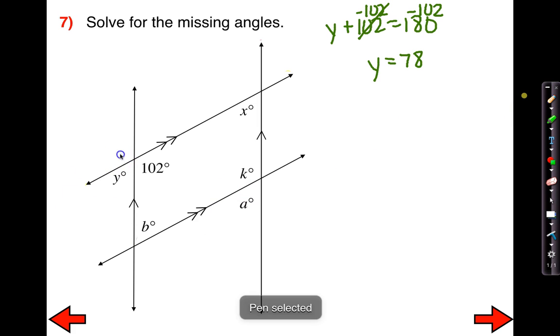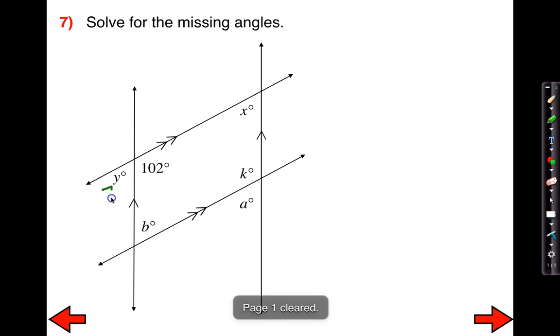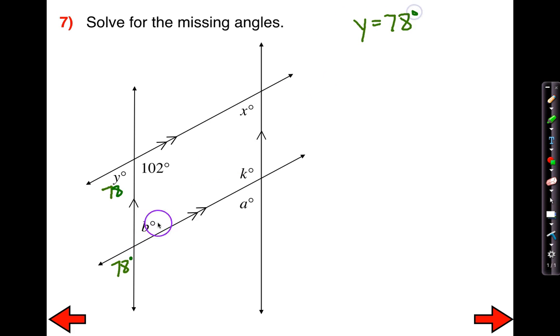Okay, so if this is 1, 2, 3, 4, and I number this again, 1, 2, 3, 4, I already figured out y is 78. So in that case, it means this angle is also 78 degrees. Okay? So why would I want to say that this angle is 78 degrees? Mainly because if I know this angle, don't I know B? I do. It is also 78 degrees.